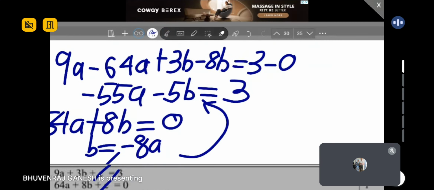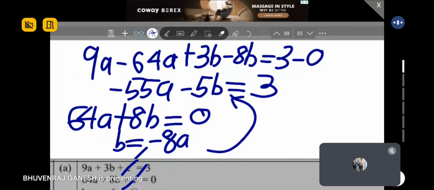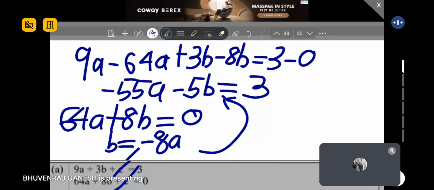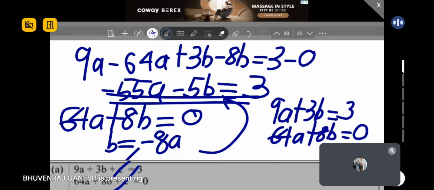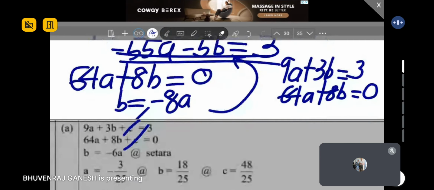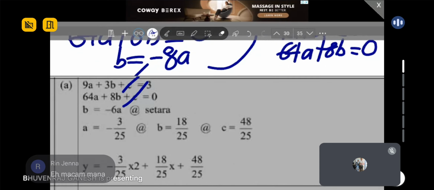Or if you guys want to be easy, you guys just try to solve these 2 equations simultaneously. Okay, so currently you guys have what? You have 9A plus 3B equal to 3 and also 64A plus 8B equal to 0. Okay, so you can just minus, like you get this equation. Am I right? Kamu dapat persamaan ni. Okay, so you can already start to solve simultaneous. Selesaikan secara serentak. So you will get this as your answer. Kamu akan dapat macam ni sebagai jawapan dia.